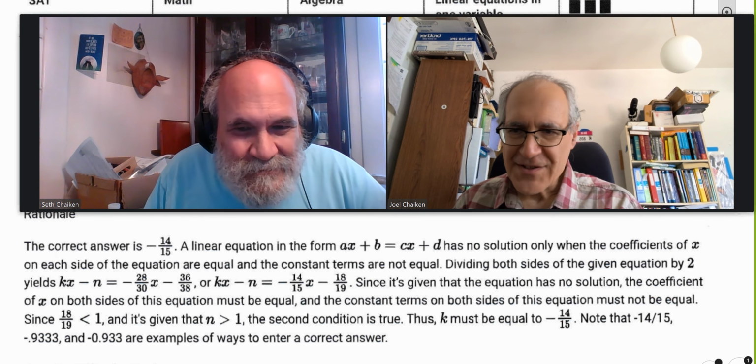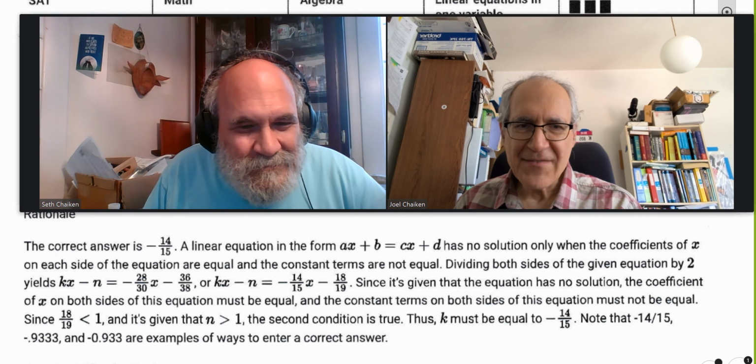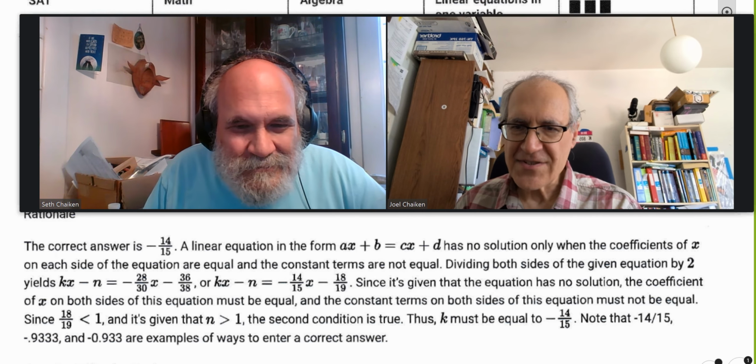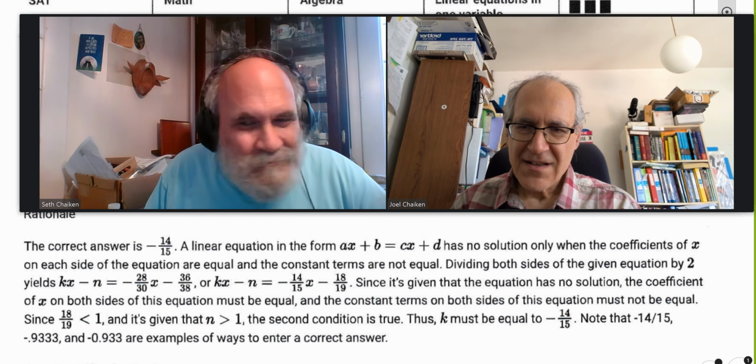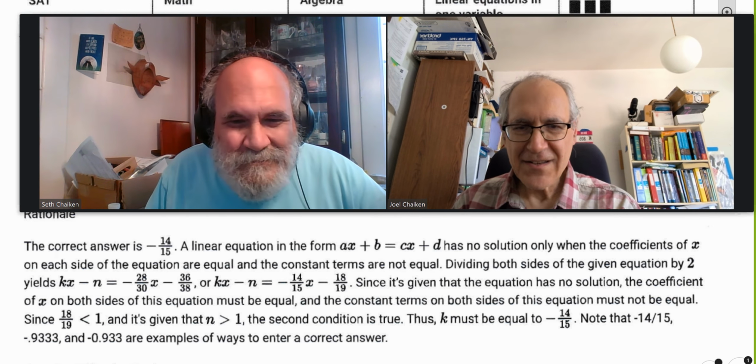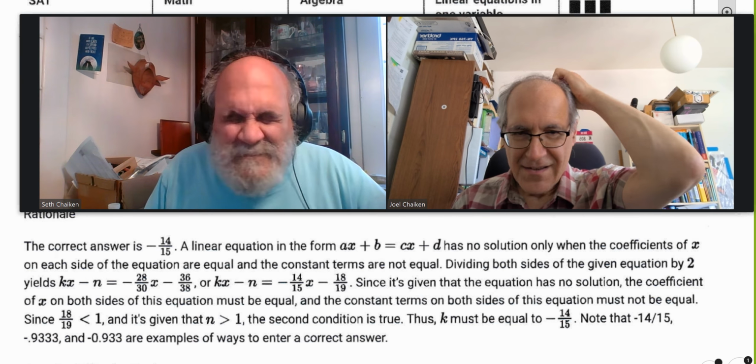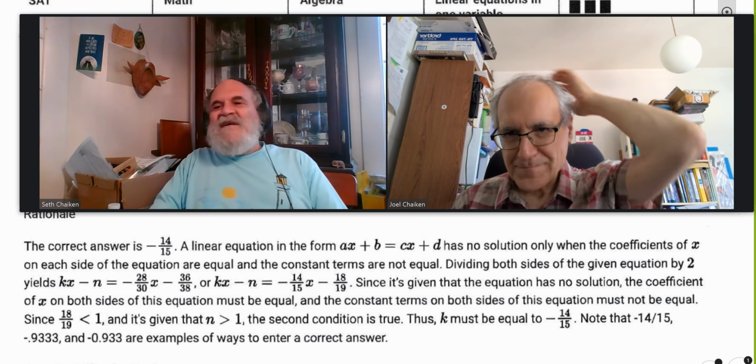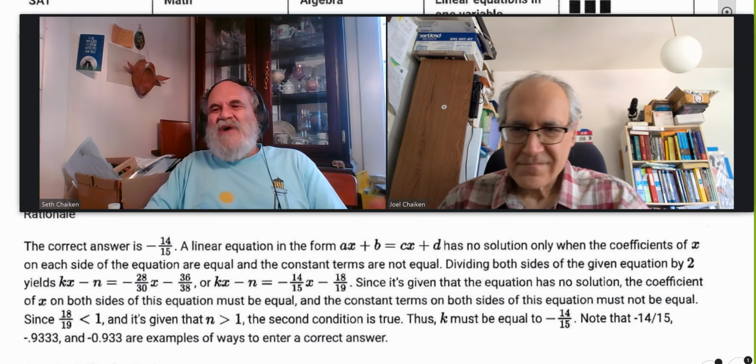Dividing both sides of the equation by 2. But who cares less about the constant term? Since it's given the equation has no solution, the coefficient of x on both sides must be equal. Since that is, the second condition is true. What, they're asking us to verify their own conditions? And it's given that what? I think the writers of this made some logical mistakes.